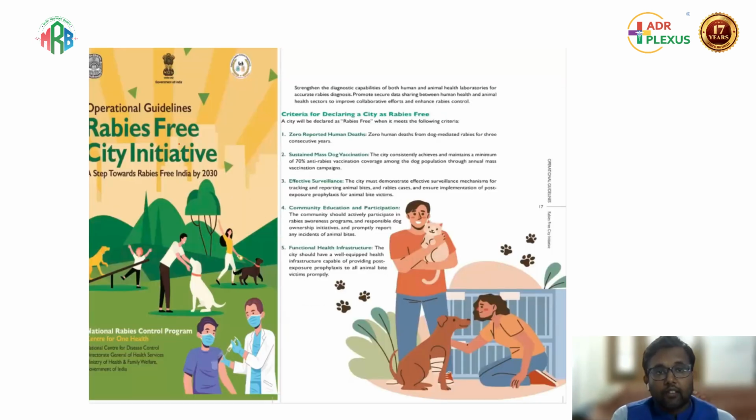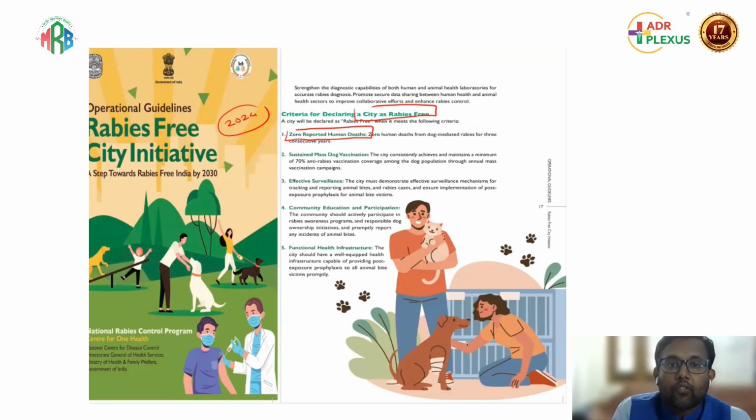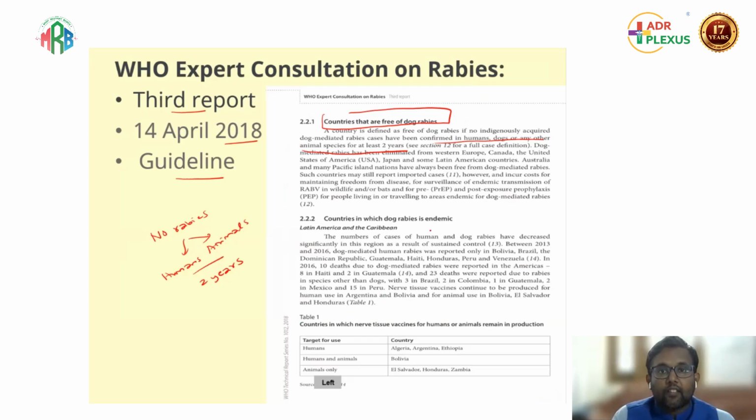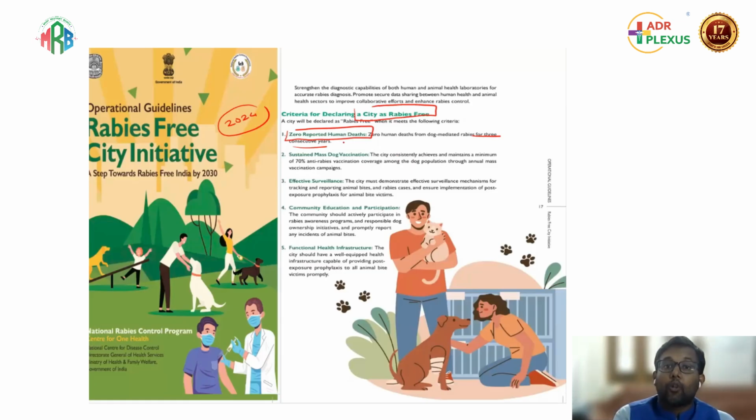So this is the guideline released recently, 2024. Our government of India. You can see here what is the criteria for declaring a city as rabies free. In this criteria, they told this 3 years is for only 0 reported human deaths for 3 years. See, no case. This is no case for 2 years. The country can be told as free of dog rabies. Then no deaths for 3 years.